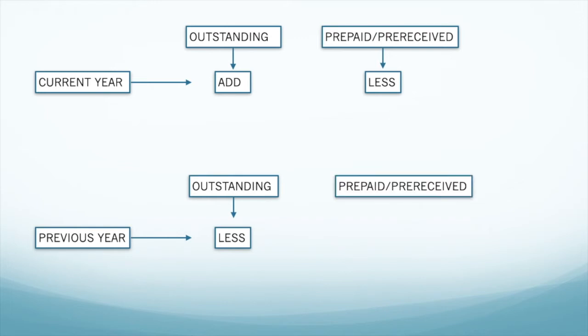Another important part is anything which is prepaid or pre-received in the previous year, that will be added to the current year's income and expenditure account. Now the question will arise in your mind that why add? Because it is prepaid or pre-received in the previous year which is related to the current year.